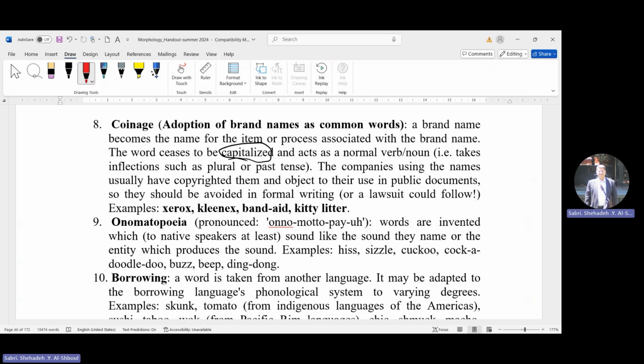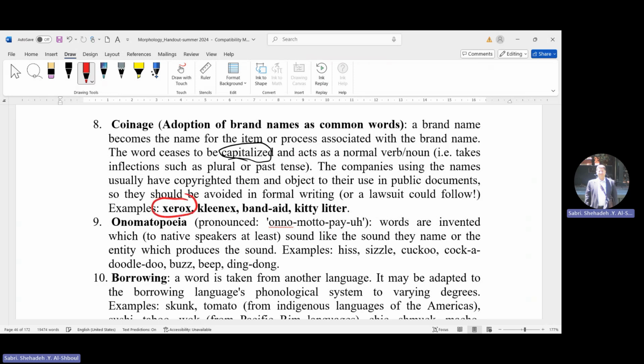copyrighting them, and they object to their use in public documents. So they should be avoided in formal writing, as lawsuits could follow. For example, we have Xerox, we have Kleenex, Band-Aid, kitty litter, and so on and so forth.